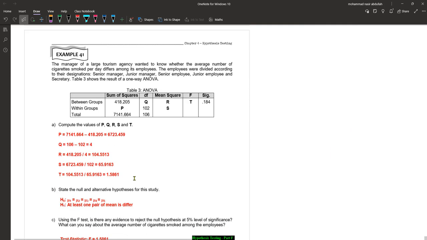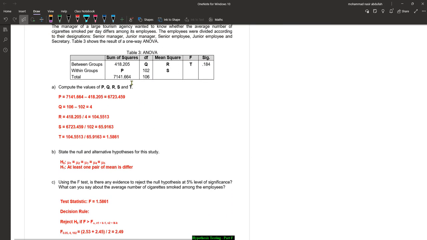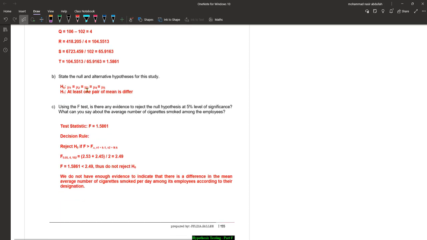So sama juga untuk example number 41, cari dia punya value, right? And then state the null hypothesis and alternative hypothesis. Dia dah bagi dekat sini. And then dia kata sini, you kena baca soalan betul-betul lah. This one dia kata using F-test. So if you using F-test, you kena buat decision rule based on F-test lah. You kena calculate the critical region, right? Our critical region should be dekat sini. This is a rejection area.